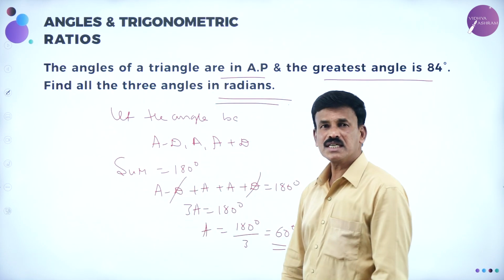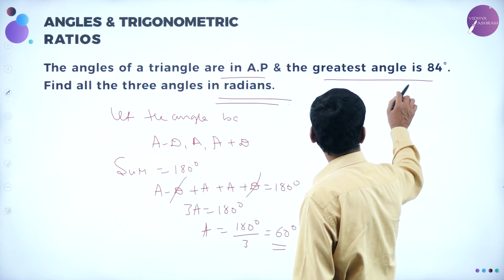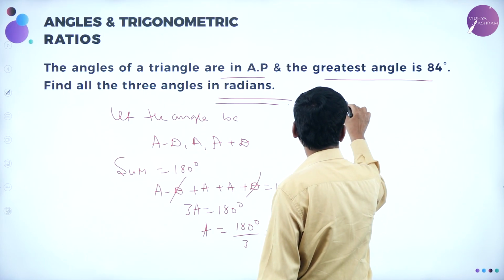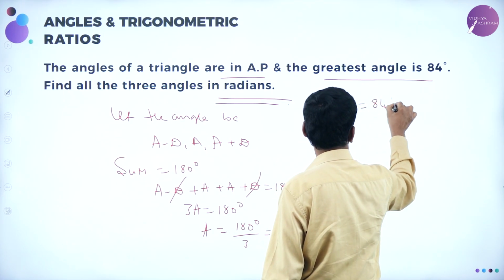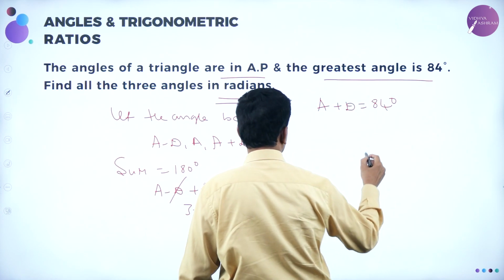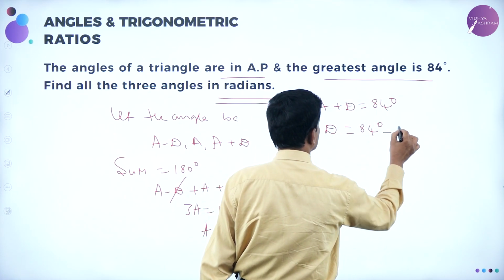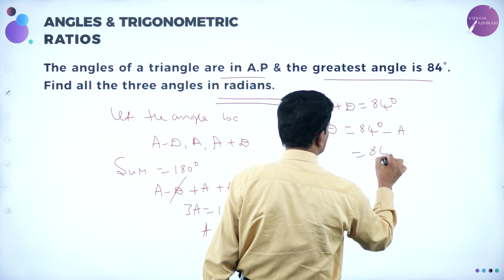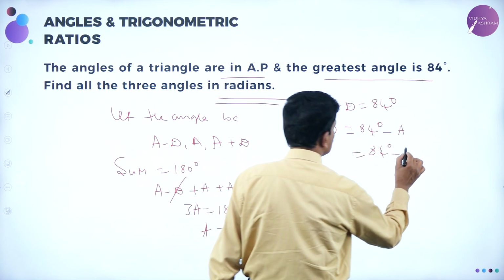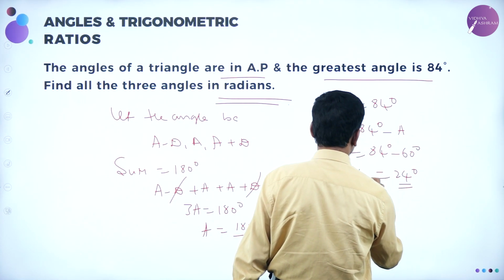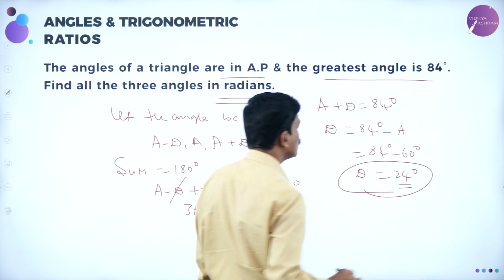Okay. Now, what is the condition given? The greatest angle is 84. The greatest angle is A plus D. Given A plus D is equal to 84 degrees. Now, substitute the value of A. D is equal to 84 degrees minus A. That's equal to 84 minus 60, which is equal to 24 degrees. D is equal to 24 degrees.